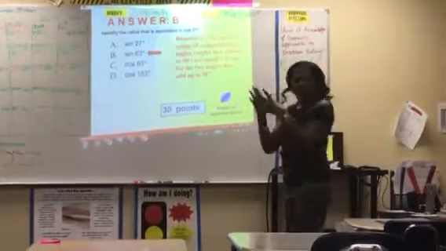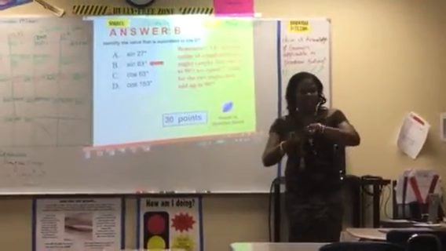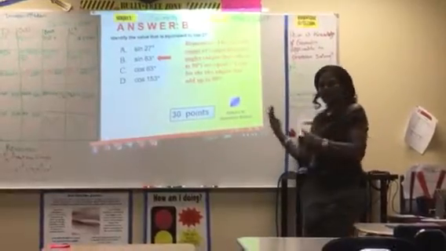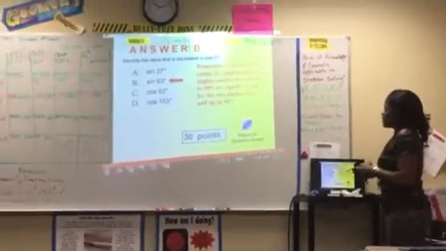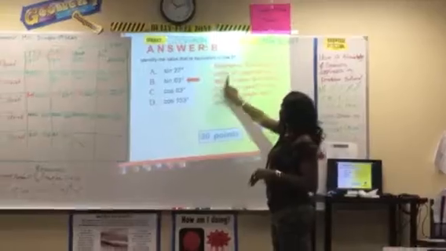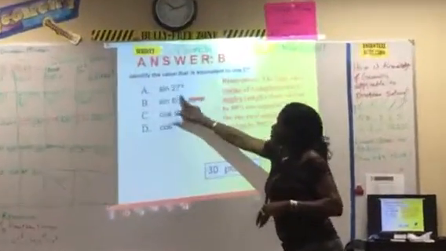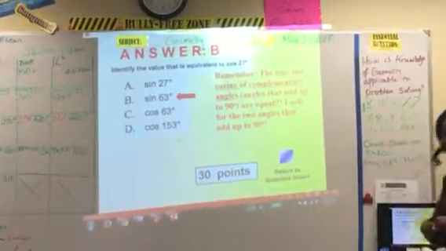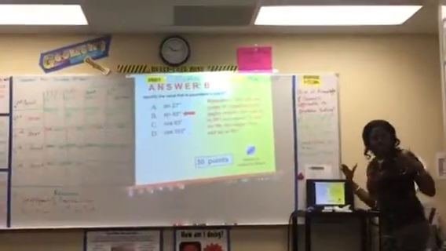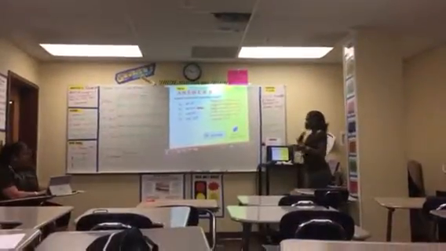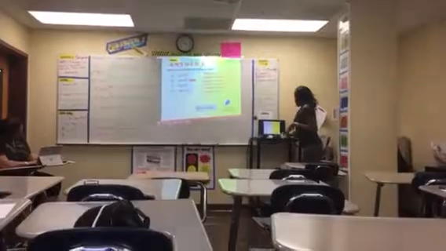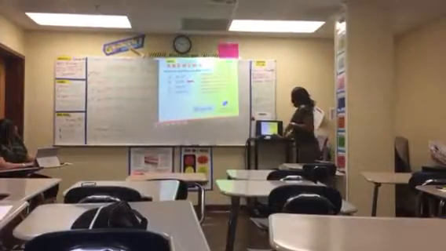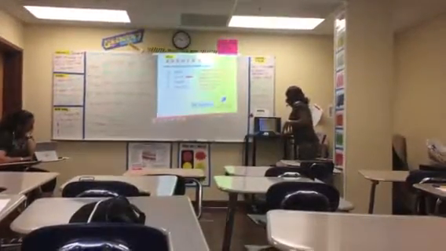Because remember, complementary angles, the two angles should add up to 90, and the sine of one is equal to the cosine of its complement. So, they're equal. 27 plus 63 gives you 90. Alright? Anybody else? Everybody good on that one? Sine and cos of complementary angles? Alright, great. Back to the board.